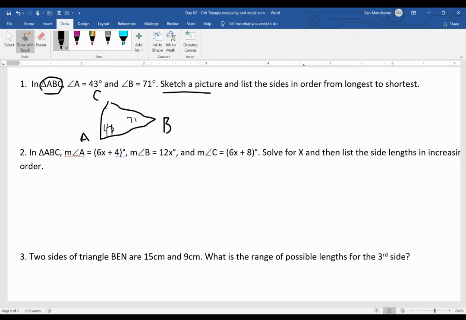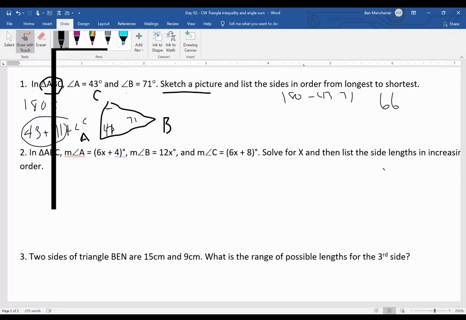So the first thing we have to do is figure out the measure of angle C. So we're going to apply the triangle angle sum theorem. So we have a 43 degree angle and a 71 degree angle, and then angle C. So we add these two together, 43 and 71, and we subtract that from 180. So what is 180 minus 43 minus 71? That comes out to be 66. So this one here is going to be a 66 degree angle.